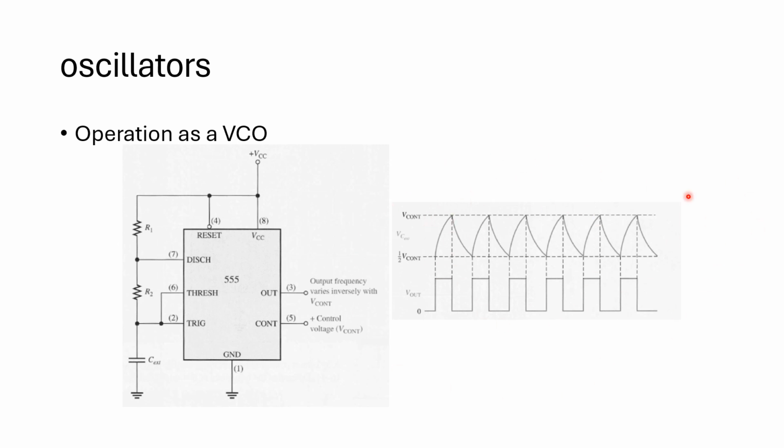A while ago, we have seen a circuit that produces an output depending on the charging and the discharging of a capacitor. In terms of the 555 timer, it depends on the 2/3 and 1/3 of your VCC. At the same time, our output will be somewhat a square wave. So this is operating as a VCO, because we have a control voltage here, a voltage controlled oscillator. So that's our last topic for oscillators. Thank you.